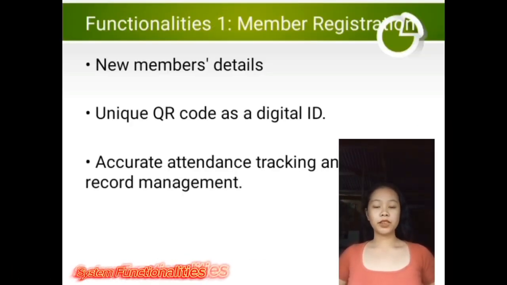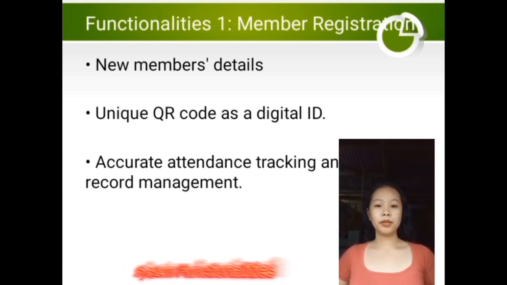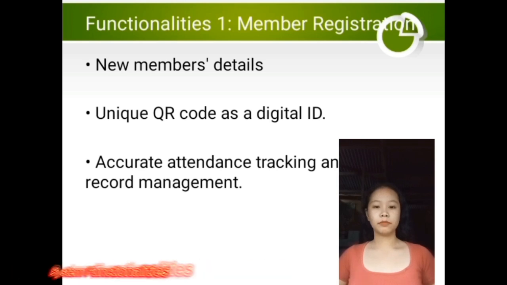The first feature of our system is member registration. When a new member joins, the staff enters the details like name, contact information, and type of membership plan they choose into the system. Once registered, the system generates a unique QR code for the member. The QR code acts like a digital ID which they can use every time they visit the gym.